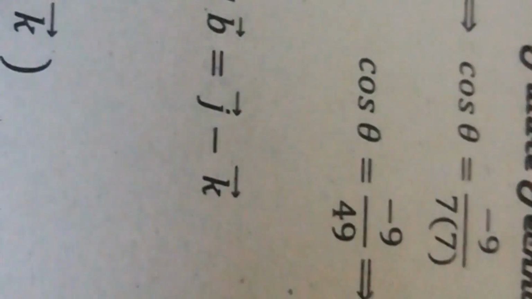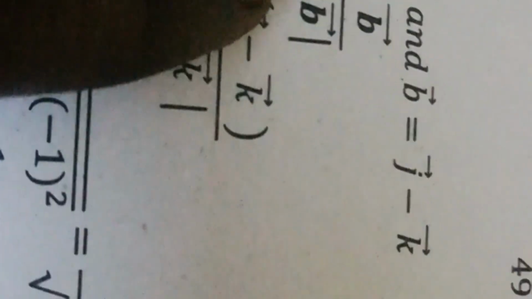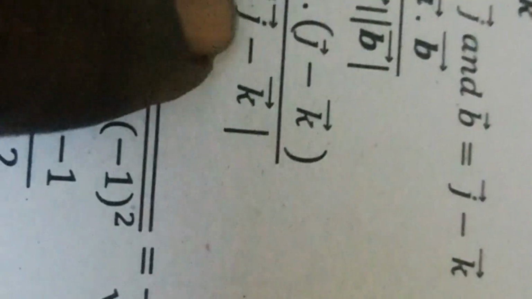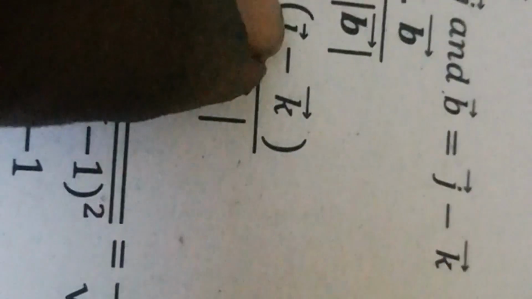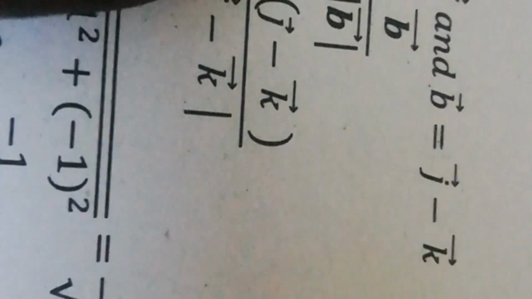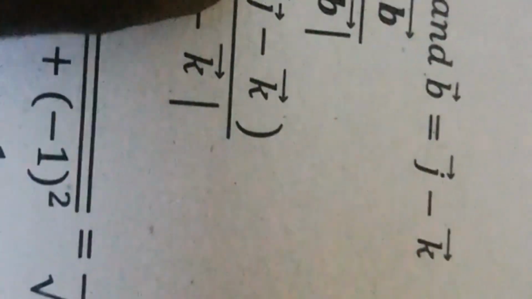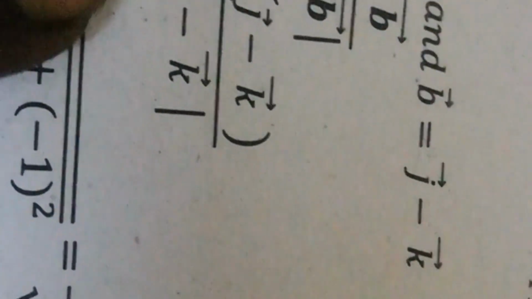So what is the formula for the angle between two vectors? A vector dot B vector divided by modulus of A vector, modulus of B vector. So the dot product: 1 into 0 is 0, minus 1 into 1 for j to j is minus 1, and k is 0 into 0 is 0. So finally we get minus 1.